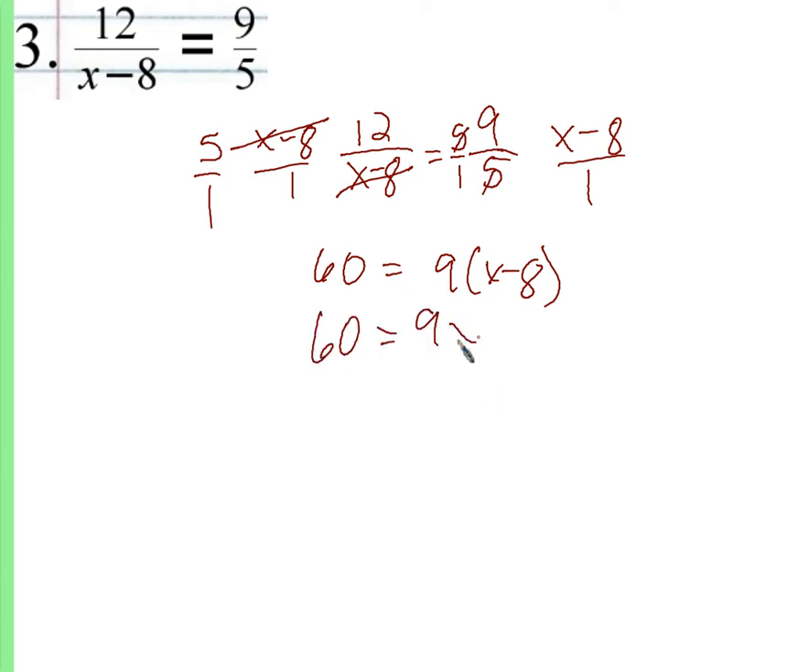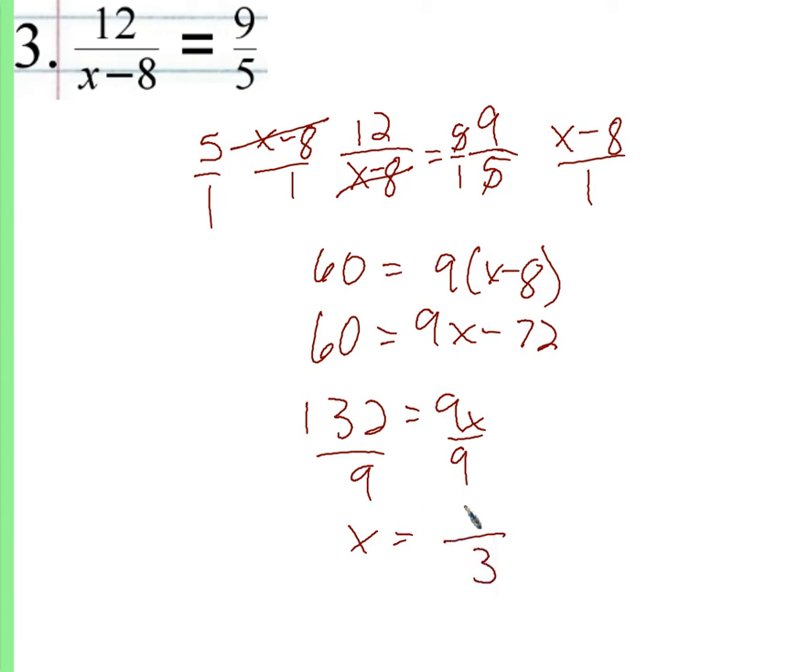60 equals, distribute, 9x minus 72. Add 72 to both sides. That gives 132. 9x divided by 9, and for 132, they have a 3 in common. Just a 3? Yeah, just a 3. What's 132 divided by 3? 44. Do you all agree? 44 over 3.